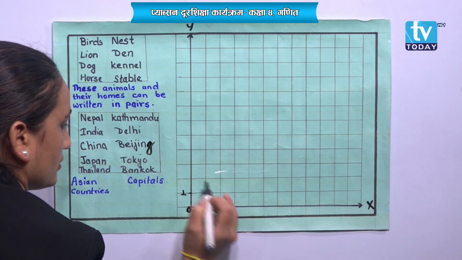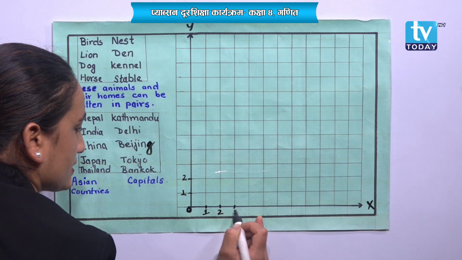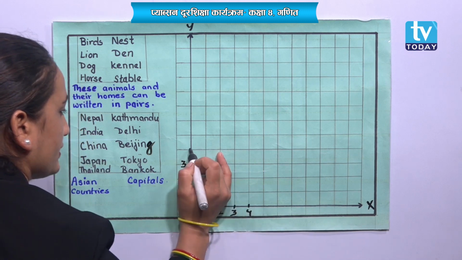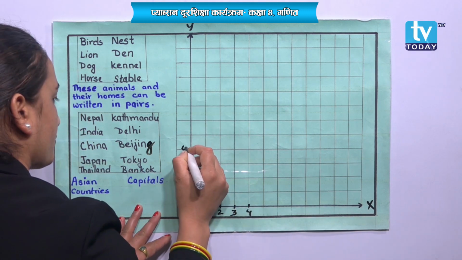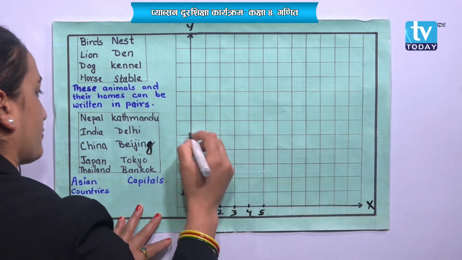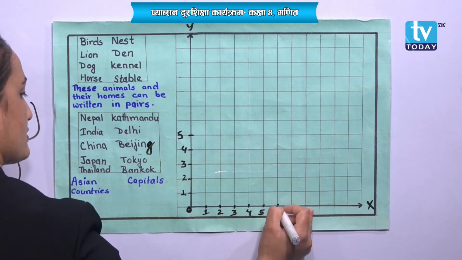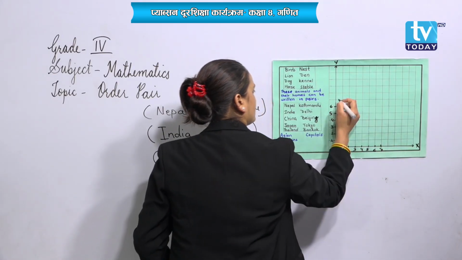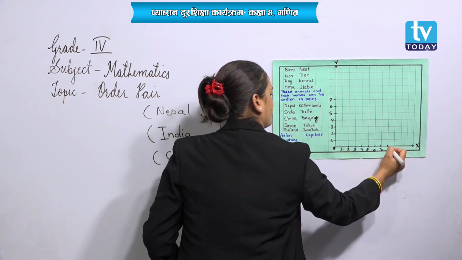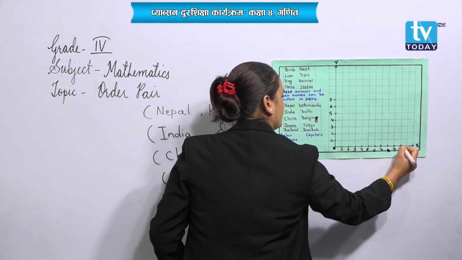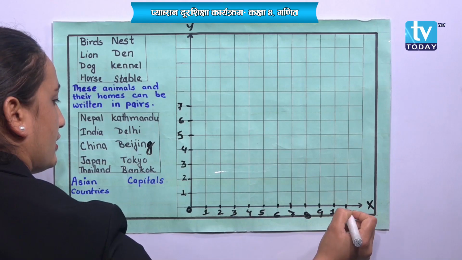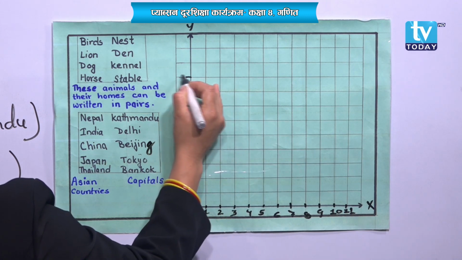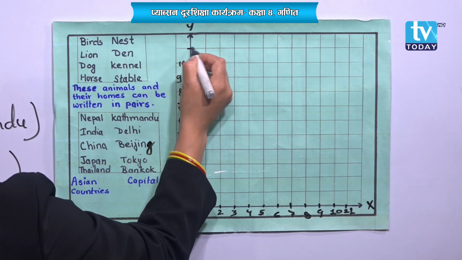If it's 2, this is 2. It's 3, then 3. It's 4, then we can make it 4. Then 5, 6, 7, 8, 9, 10, 11. Let's make it up to 11. Let's see here: 8, 9, 10, 11.